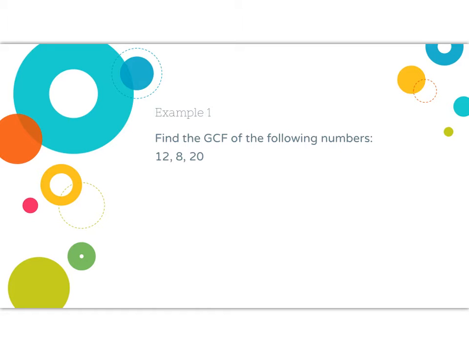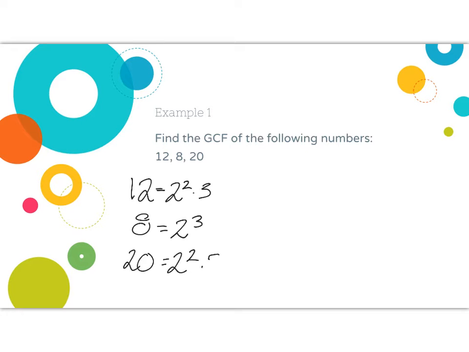So if you made the factor tree for 12, 8, and 20, you would get that 12 is equal to 2 squared times 3, 8 is equal to 2 cubed, and 20 is equal to 2 squared times 5. So the greatest common factor between all three of those numbers is the number they have in common with the highest exponent they all have in common. So that will be 2, and the highest exponent we can get where they all have in common is squared. So the greatest common factor is 4 for each of these terms.